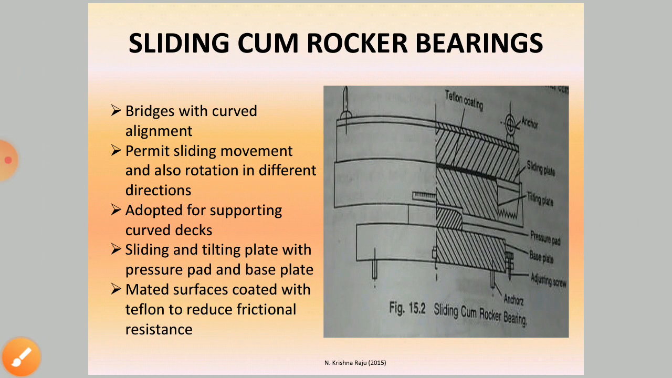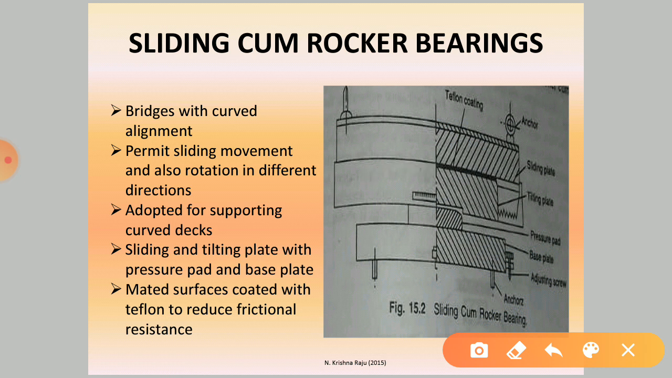Next is the sliding cum rocker bearing. Again, Teflon coating is used in this type of bearing as shown in the figure. Generally, bridges with curved alignments use this type of bearing. This bearing permits sliding movement and also rotation. That rotation may be in different directions, which is not possible in the previous case. It is adopted for supporting curved decks, okay, the bridges having curved decks.